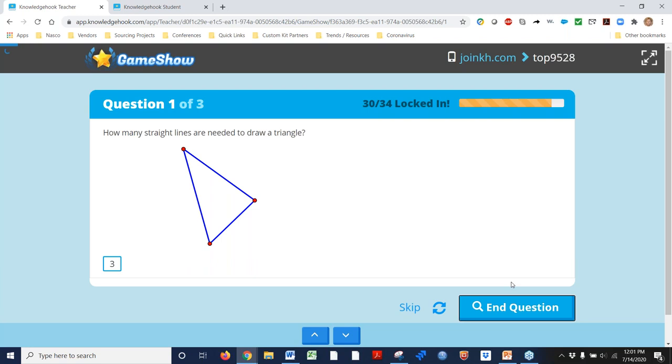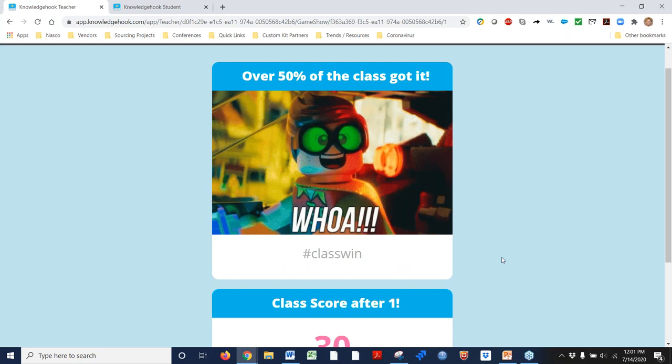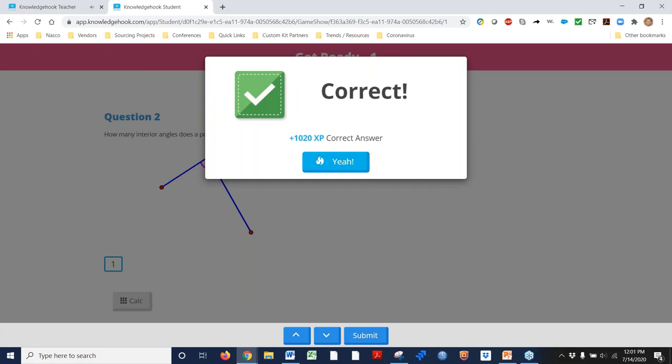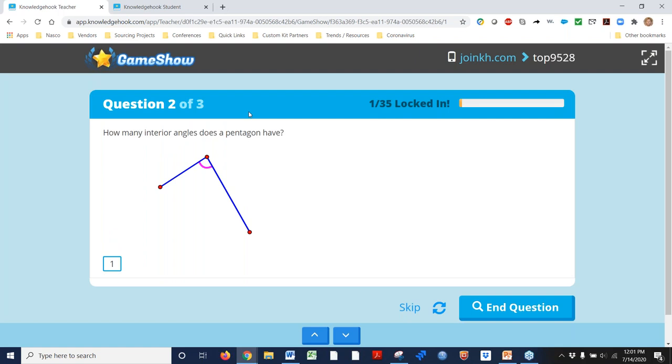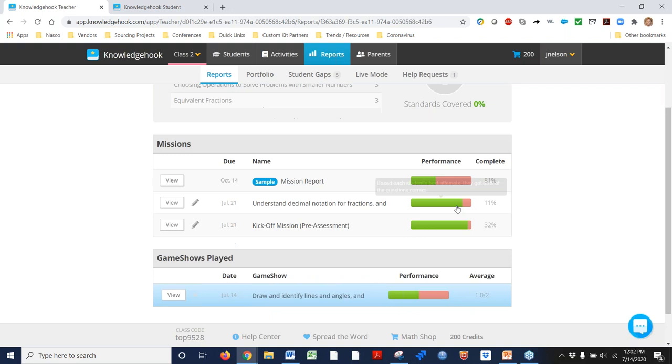Then we'd go to the next question. Hey, over 50% got it right as a class. Remember that percentage? Woohoo! Hashtag class win. Awesome, good job. Now we're going to the second question, and you get experience if you get it correct. We would continue playing throughout this whole game show. This is the easy way to get students to use all of this. You can also give feedback if you want. You can add comments, hashtags, and you get an overall report of this as well.